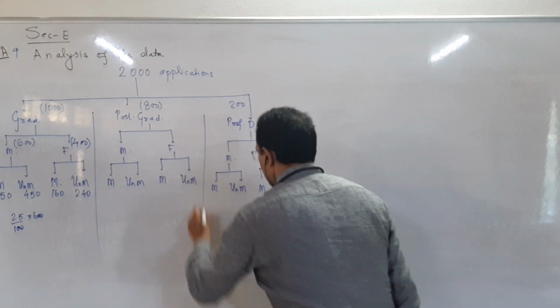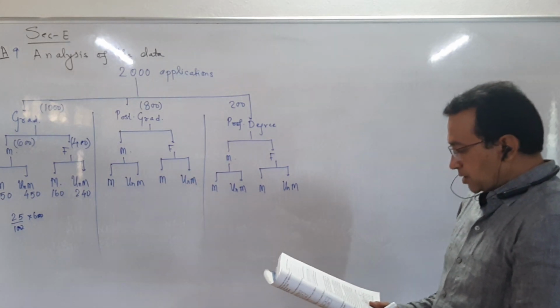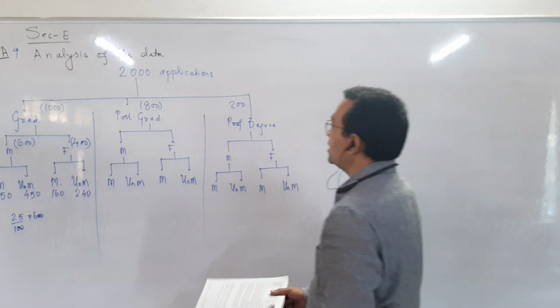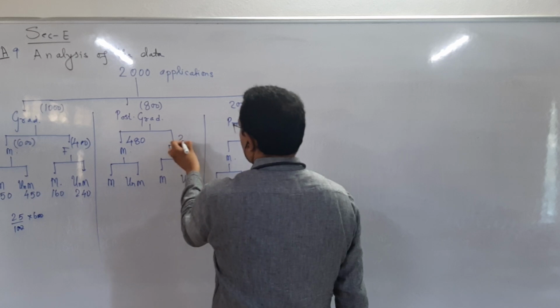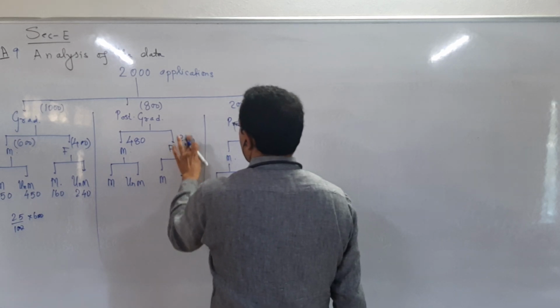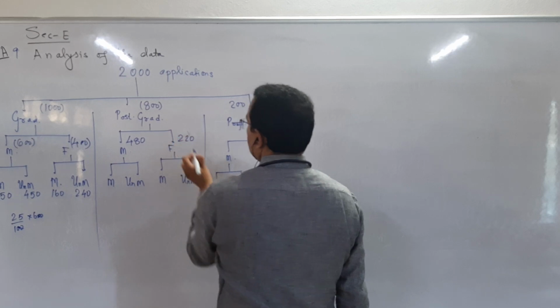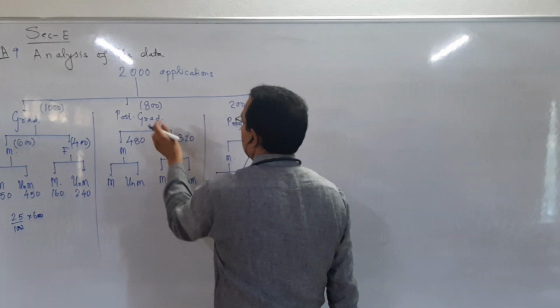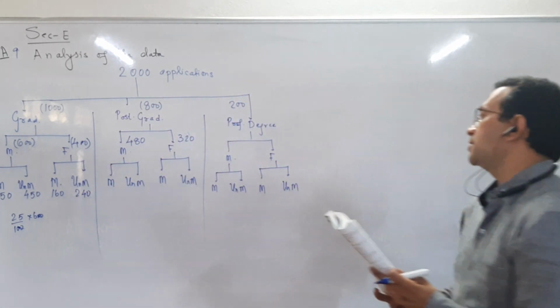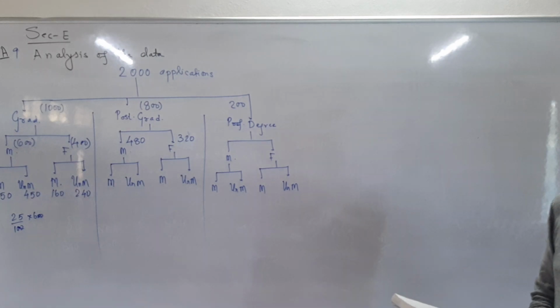Let us put a vertical line. Among the postgraduates, 60% were males. 6 8s are 48, so 480. So 320 would be females. 320, students, because this total is 800. Among the postgraduates, 60% were males. 6 8s are 48, correct? 800 minus 480 will be 320.